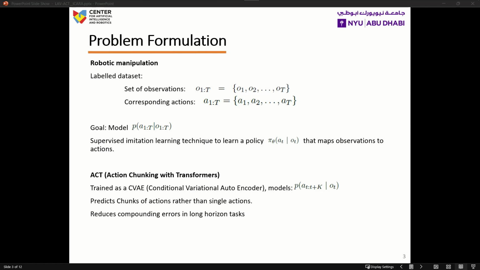So what it does is it models probability of A t to t plus k given O t for some k, which is the hyperparameter called chunk size. Instead of predicting one action, it predicts k number of actions given one observation at time t. By doing this, ACT also significantly reduces compounding errors, which is particularly useful in long horizon robotic tasks where small prediction error can accumulate and lead to failure.